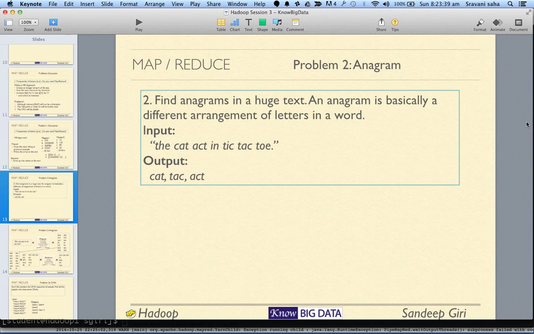You have to find anagrams in a huge text. You've got a huge text file, word by word, and you have to find anagrams in that. What will you do?